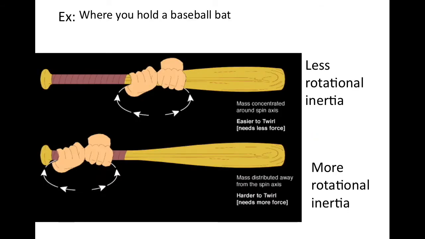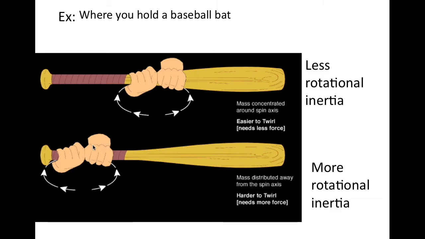Another example is that depending on where you hold a baseball bat, it could be easier to swing or more difficult to swing. So it depends on where your hands are, which creates where the axis of rotation is. Here, on the upper bat, we have our hands further up on the bat. This means the mass is closer to the axis of rotation. Because the mass is closer to your axis of rotation, you have less rotational inertia, which means it's easier to twirl. You need less force in order to swing the bat.